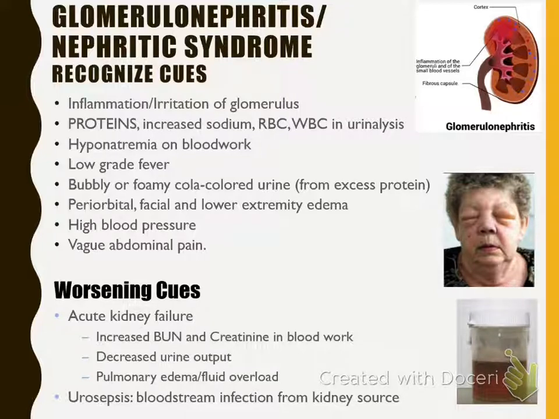So if I could star three things, it would be proteins, bubbly, foamy, cola-colored urine. I mean like dark, like Coke, like Dr. Pepper, like dark, foamy urine, and facial edema. Because what's happening is proteins are getting off the bus and we're not really filtering very well, so we may start retaining some fluid. So those are the three cardinal ones that I want you to remember for glomerulonephritis. You will not have facial edema or cola-colored urine or proteins with a regular UTI. So if you start seeing any of those things, you might want to start thinking glomerulonephritis.